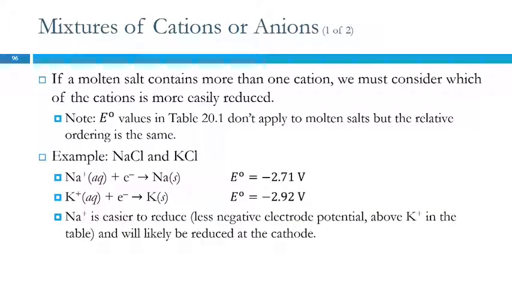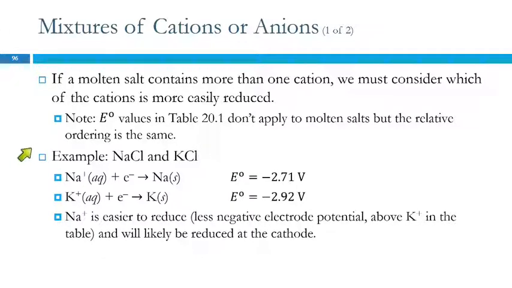If you had a molten salt with more than one cation, then things would get a little more complicated. Whichever cation would be more easily reduced is what would happen. The note here is that those standard cell potentials that are given do not apply to molten salts. They apply to aqueous solutions at 1 molar concentrations, but the relative ordering is the same. So even though you can't tell what the voltage is, you can tell which one is more easily reduced.